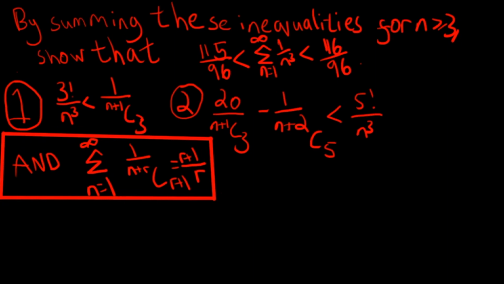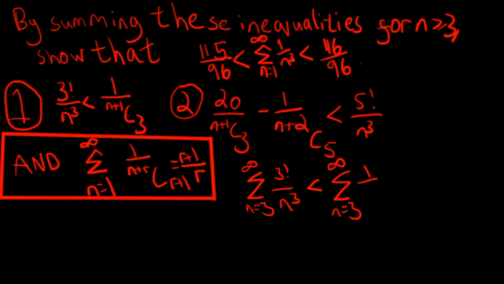So first thing we should do is do what the question says. Sum the inequalities for n greater than or equal to 3. So I'm just going to take the first inequality, and if I write the sum notation wise, we'll get the sum of n equals 3 to infinity of 3 factorial over n cubed is less than the sum from n equals 3 to infinity of 1 over n plus 1 C3.